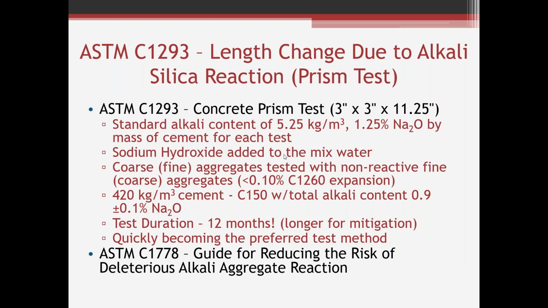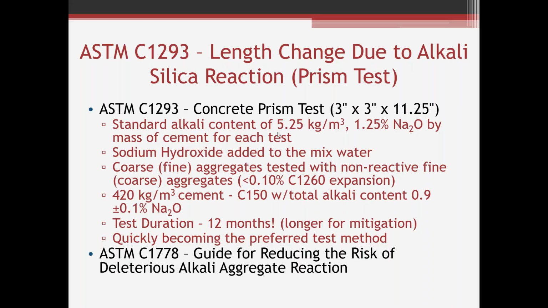There's another test method. As I said, there's a handful of different ASTM test methods for alkali silica reaction. This particular one, ASTM C1293, is a little bit unique in that you have a fixed alkali content, and that alkali content in the mix is 5.25 kilograms per cubic meter, or 1.25% sodium hydroxide by mass of cement. So every aggregate has the same amount of alkali content in it.